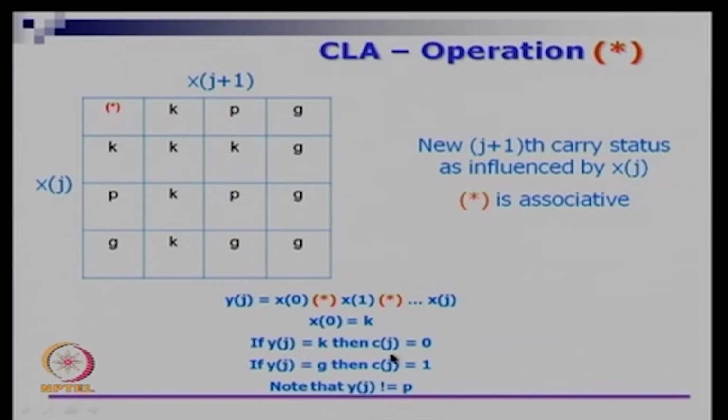If y of j is k, then c of j is 0. If y of j is g, then c of j is 1. So at the end, if I can resolve it as a kill, then c of j is 0. If I resolve it to be a generate, then c of j is 1. Note that when you finally finish, y of j cannot be a propagate, because at the end you will always have something coming from the previous side. At the end you anyway have x of 0 as k. So in the worst case, even if you have a series of propagates, at the end you have a k, so it will be a kill in that case.